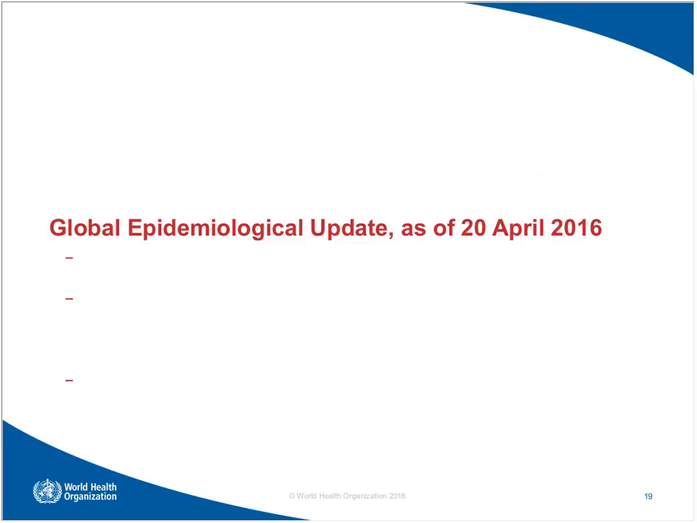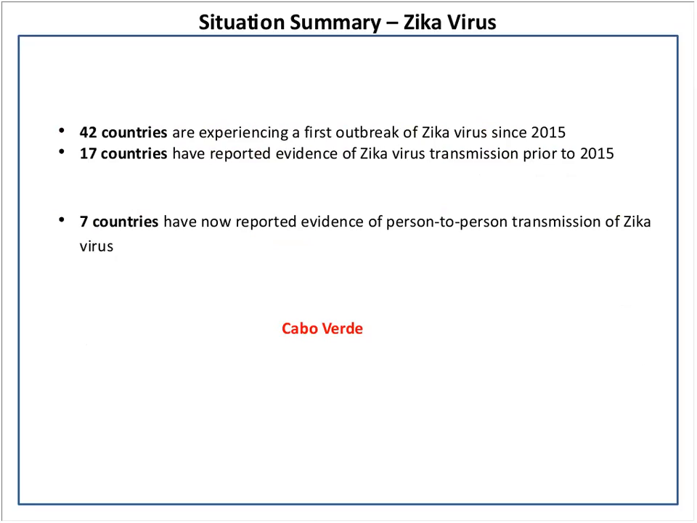So I've given an overview about Zika virus disease, but I'd like to give you just basically a picture of where we are today globally. So there are 42 countries that are experiencing a first outbreak of Zika virus, and 17 countries have reported evidence of Zika virus prior to 2015. So the 42 countries are from 2015 and 2016, and the 17 countries are before 2015.